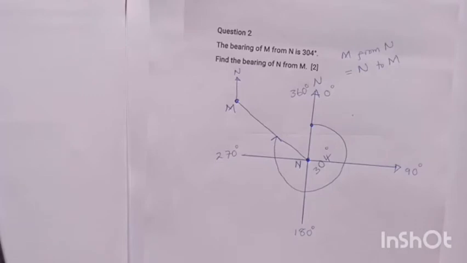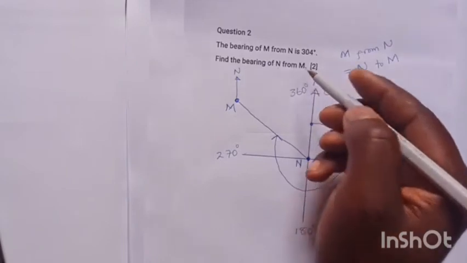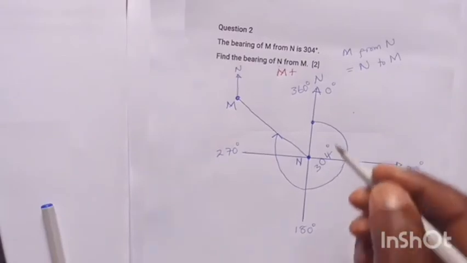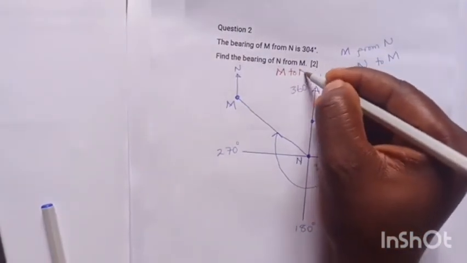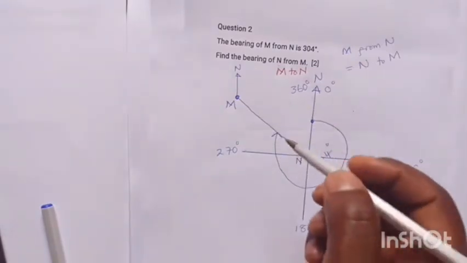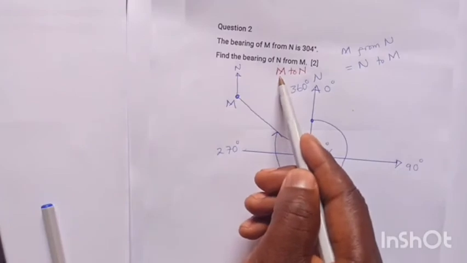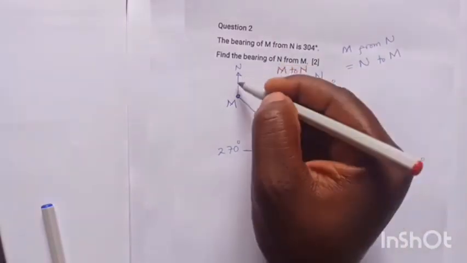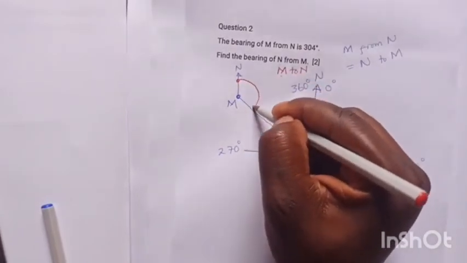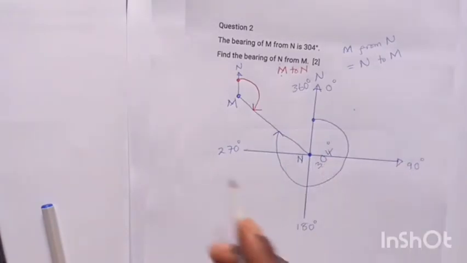Find the bearing of N from M. N from M is as good as M to N. So M to N, I need to measure the angle from M moving in a clockwise direction to N. So this is M, so we move in a clockwise direction to touch the line connecting M and N. And this is the required bearing.